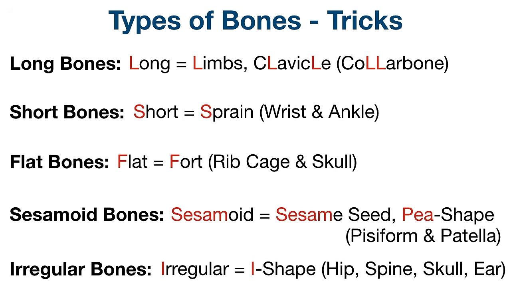For flat bones, remember fort, and forts help protect things. This will help you remember the sternum, rib cage, scapula, and part of the skull are made up of flat bones that protect vital organs like the heart, lungs, and brain. For sesamoid bones, remember sesame seed-shaped or P-shaped. This will help you remember pisiform and patella. Finally, for irregular bones, remember how they collectively form the shape of an eye. This will help you remember the overall location of the irregular bones, including the hip bones, vertebrae, part of the skull, and ears.